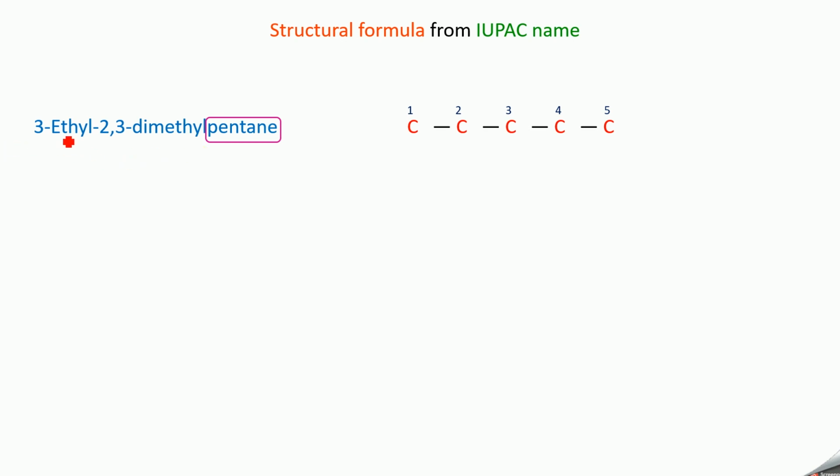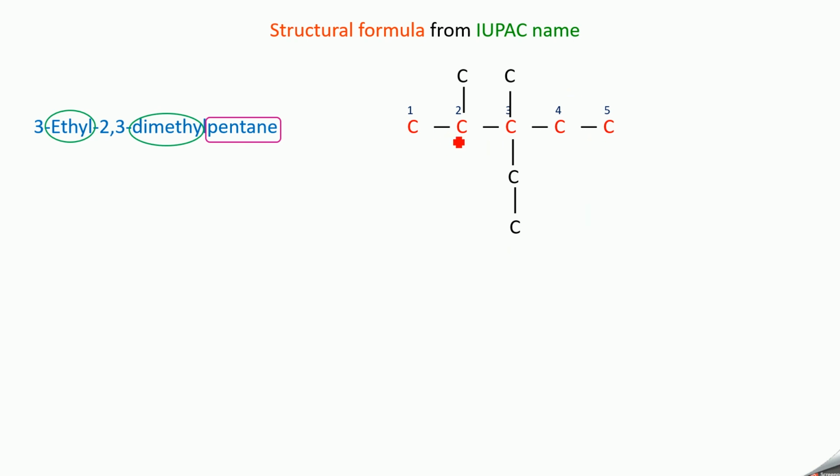Then you go to the prefix, that is substituents. So here in the third carbon you have ethyl. So you take the third carbon, so 2 carbon atoms, right? And then second and third carbon we have 2 methyl groups, dimethyl. So on the second and third carbon we have 2 carbons, you write like this. Now you have a carbon skeleton. Now you fill up with hydrogen.